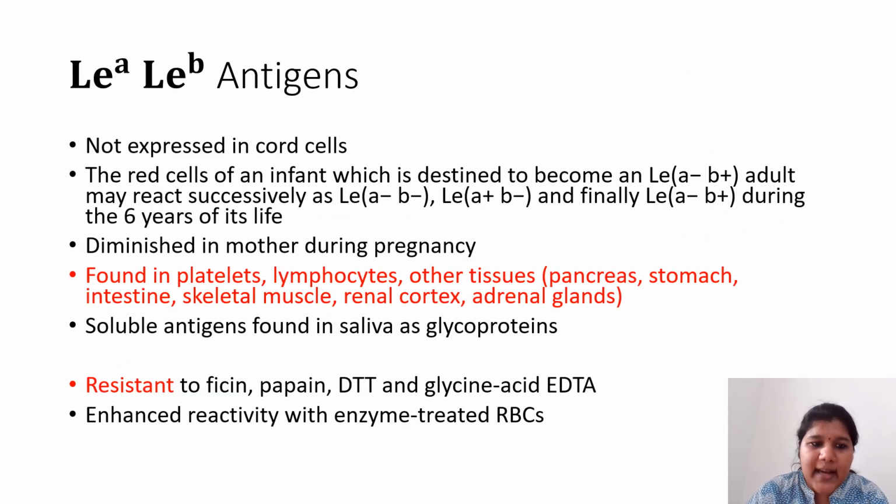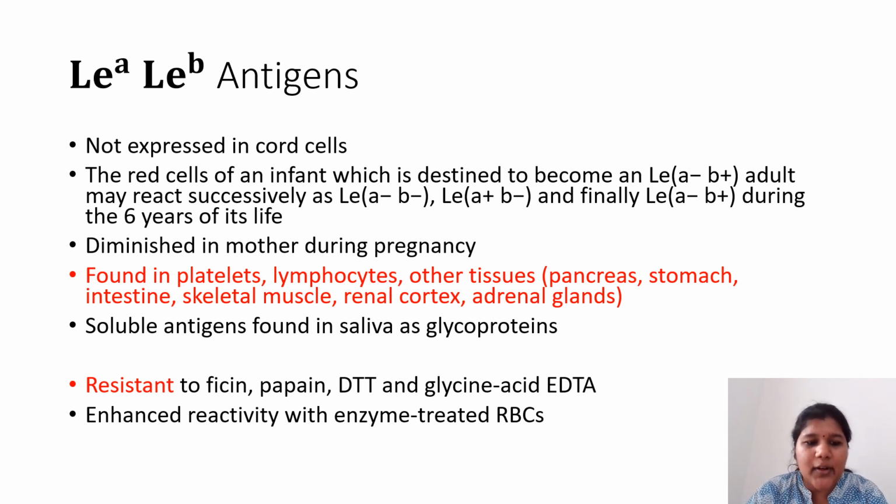The Lewis A and Lewis B antigens are not expressed in the cord cells. The red cell of an infant who has to become a Lewis B adult will initially be Lewis A negative and B negative, followed by A positive, B negative, and finally A negative and B positive. So the Lewis antigens are diminished in the mother during pregnancy.